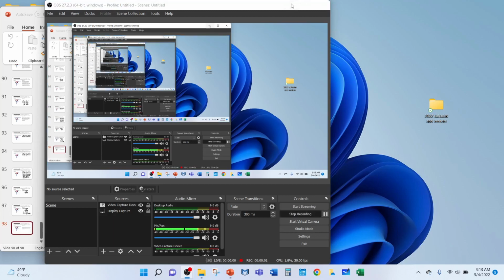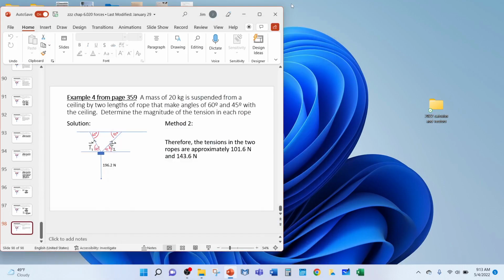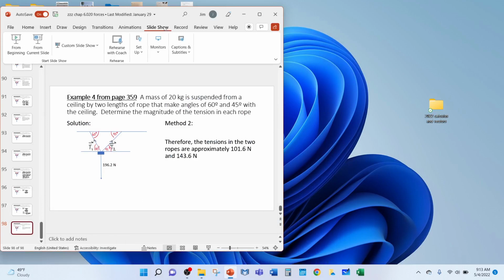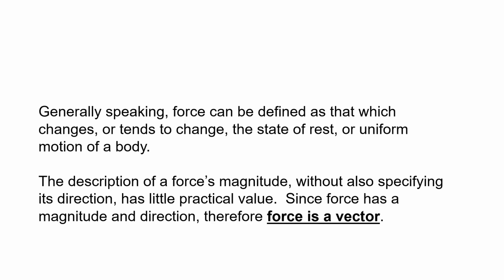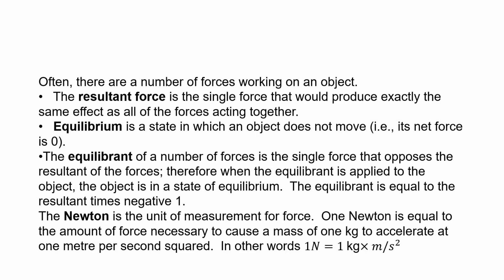In this video, we're going to talk about forces. Generally speaking, force can be defined as that which changes or tends to change the state of rest or uniform motion of a body. The description of a force's magnitude without also specifying its direction has little practical value. And since force has a magnitude and a direction, therefore force is a vector.